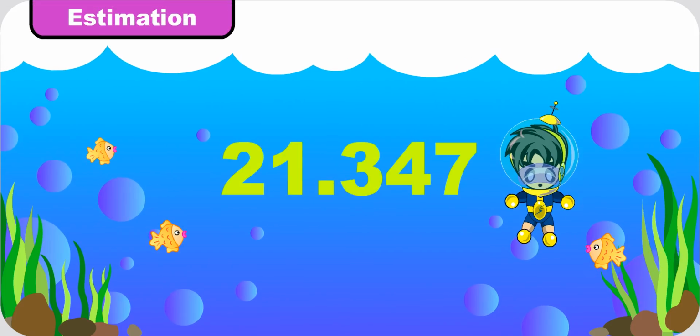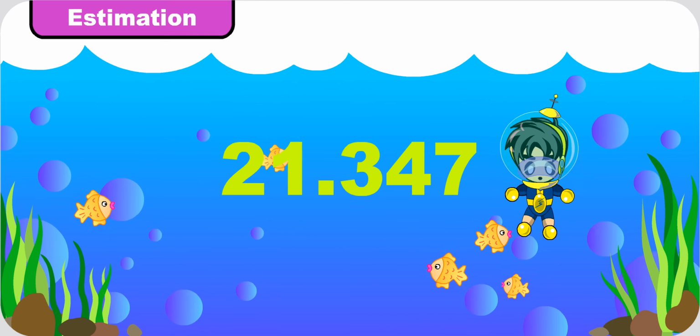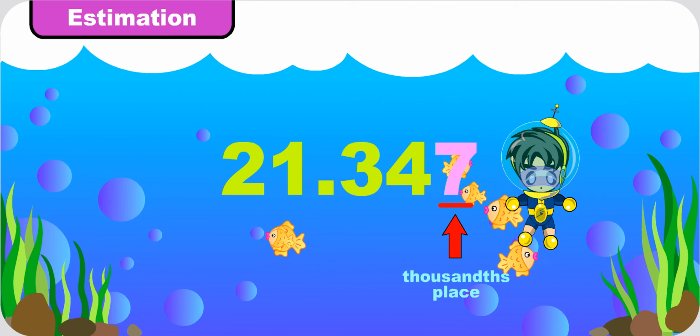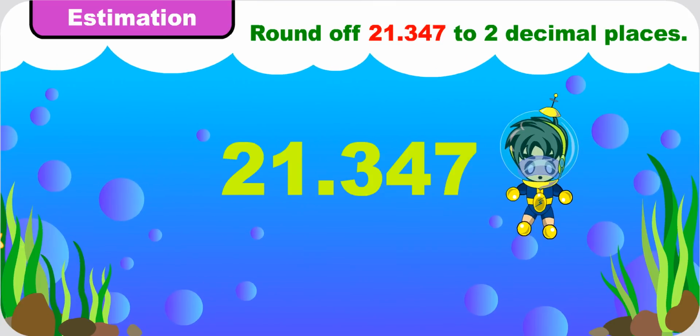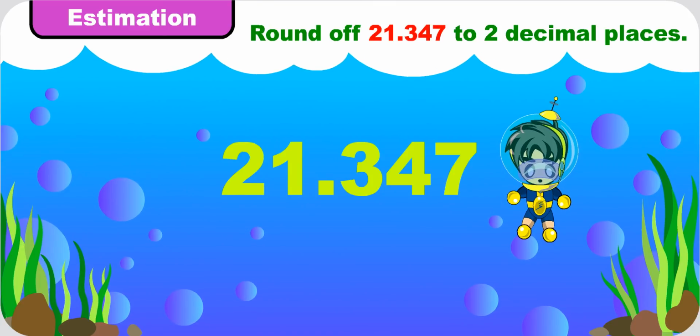Can you tell me which digit is in the thousands place? The digit 7 is in the thousands place. Correct. Now, we're going to round off this decimal to 2 decimal places.